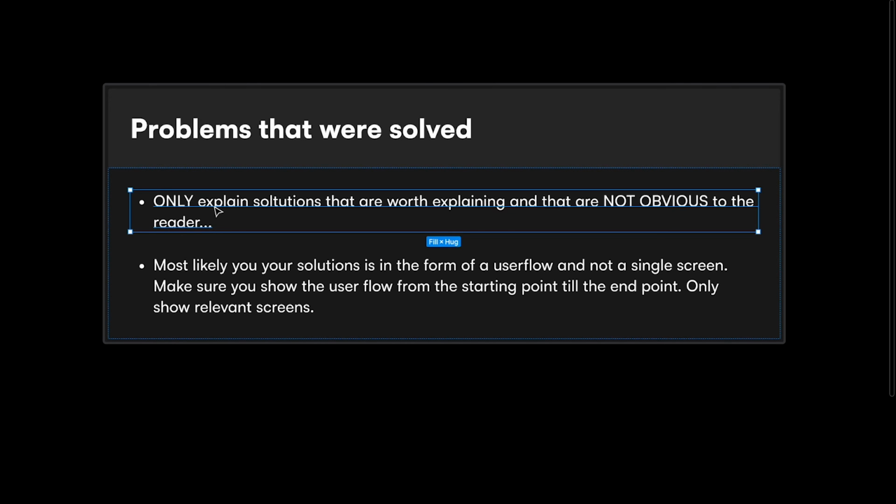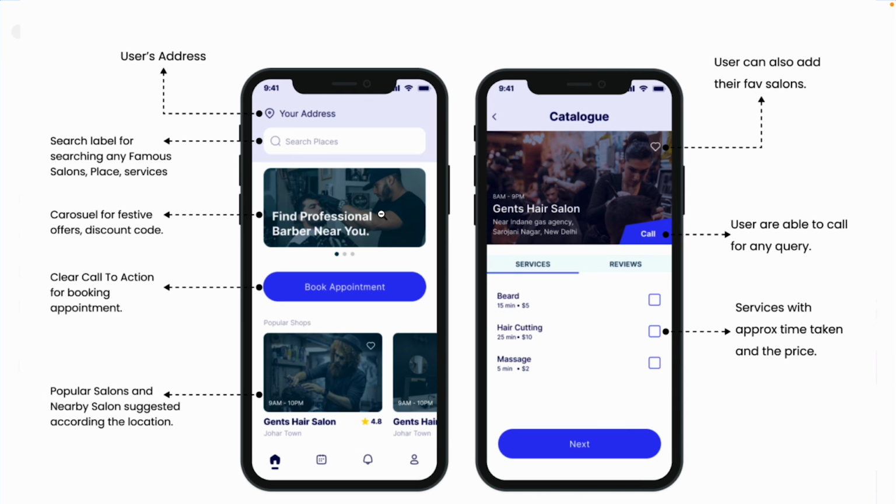And let me give you a quick example of that. So I came across this case study here as well. And if I come over here, this person has explained a lot of these things: user's address, search label, carousel, clear call to action. User can also favorite salons. Now, let me tell you this. Even if you're not an experienced designer, when I look at the screen, I already know everything over here. But what I don't understand is, why did you design the screen this way? Why did you add a particular feature? What was the problem that you were trying to solve?